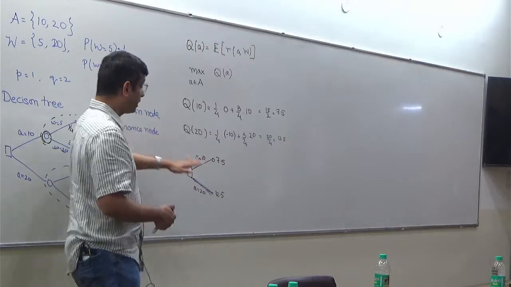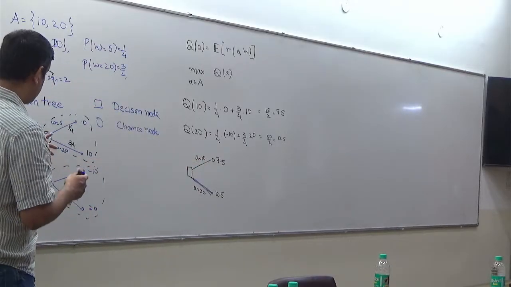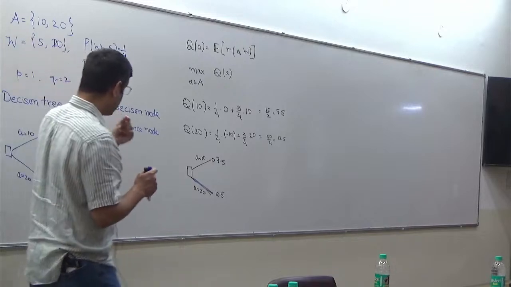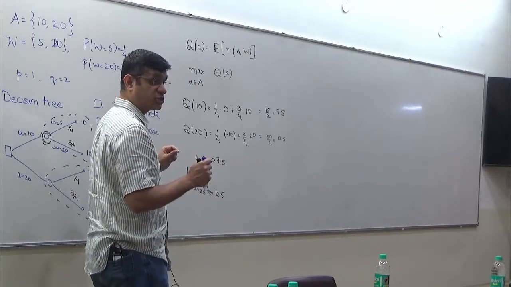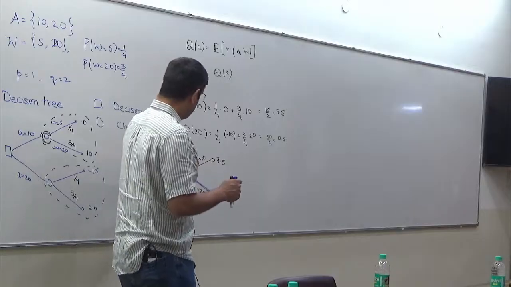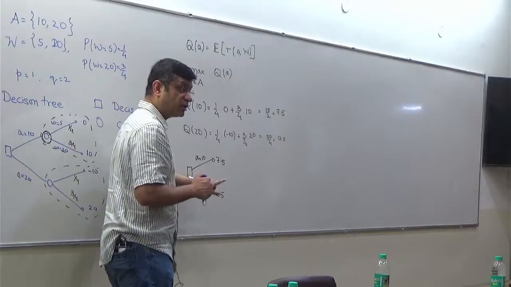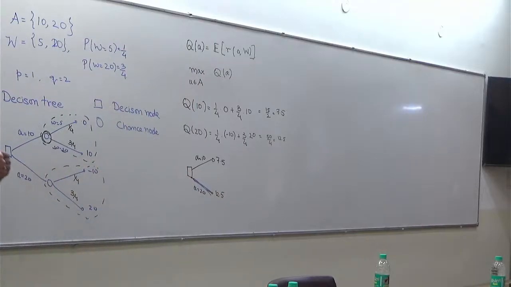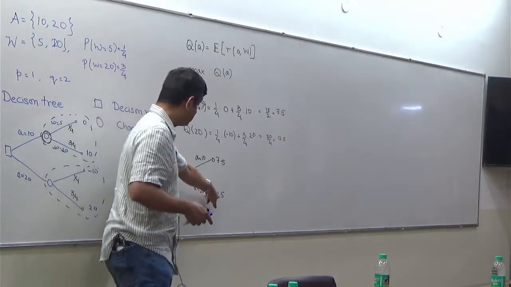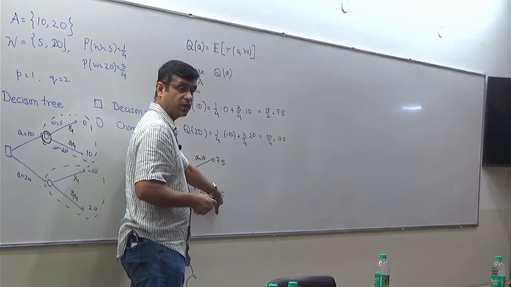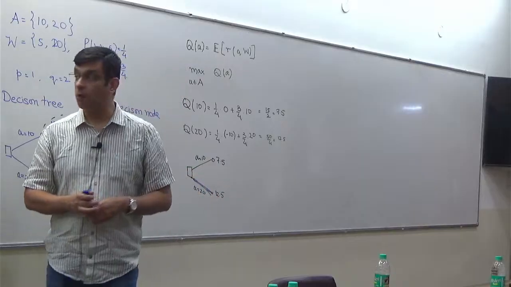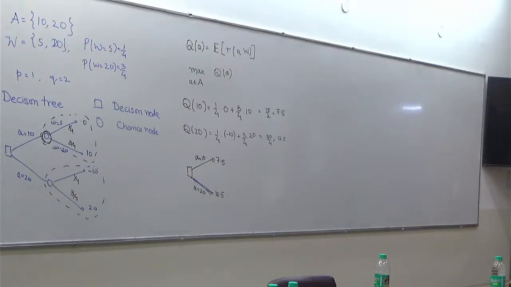Okay? And this tells me two things. One, what my optimal action is. So this is telling me the best thing for me to do is to choose A equals 20. And it is also telling me what is the expected return that I will get if I choose A equals 20, which will be this value 12.5. Okay? So everything that I wanted to know about this problem, I can understand from this decision tree. Any questions on this?